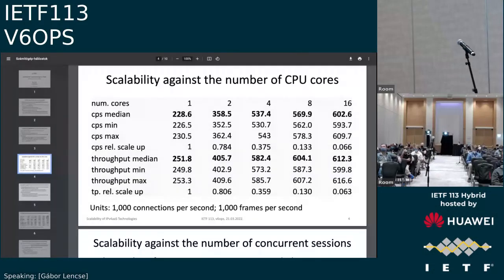Unfortunately, you cannot see my mouse pointing, but in the first row, you can see the number of CPU cores, and in the second, third, and fourth lines, you can see the median, minimum, and maximum values of the connection establishment rate. As you can see, from 1 to 2 cores, it increased from, let's say, 220 to 350 kilo connections per second. So it's quite okay, not linear, but quite okay.